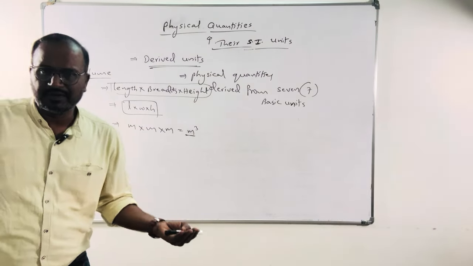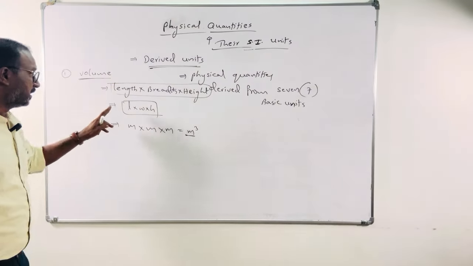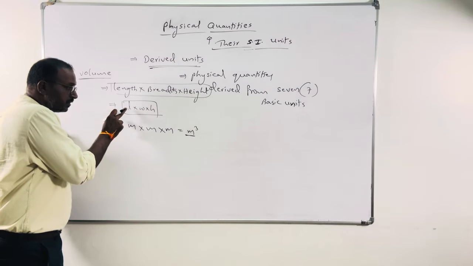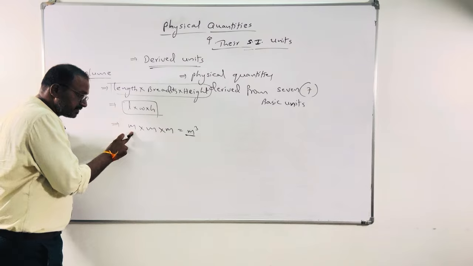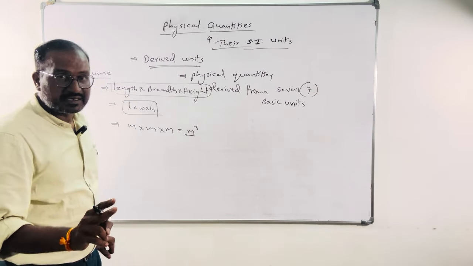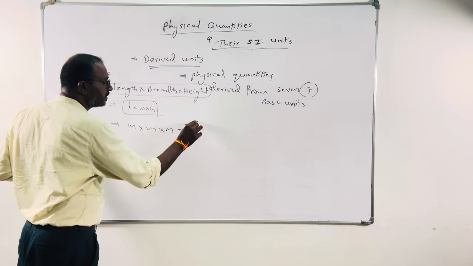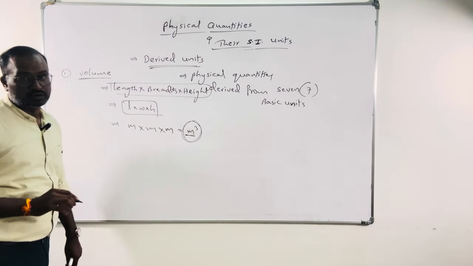Generally, breadth will be denoted by W. So L into W into H is called volume, and the SI unit of length is meters, of breadth is meters, and height also meters. So the volume units are meter cube.